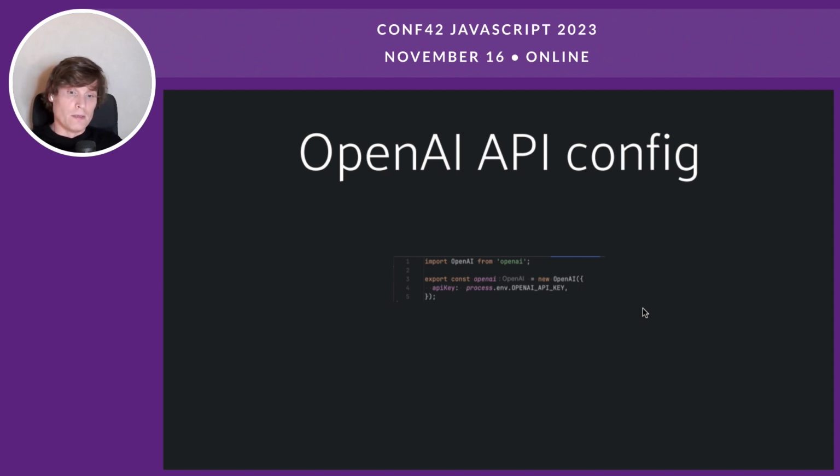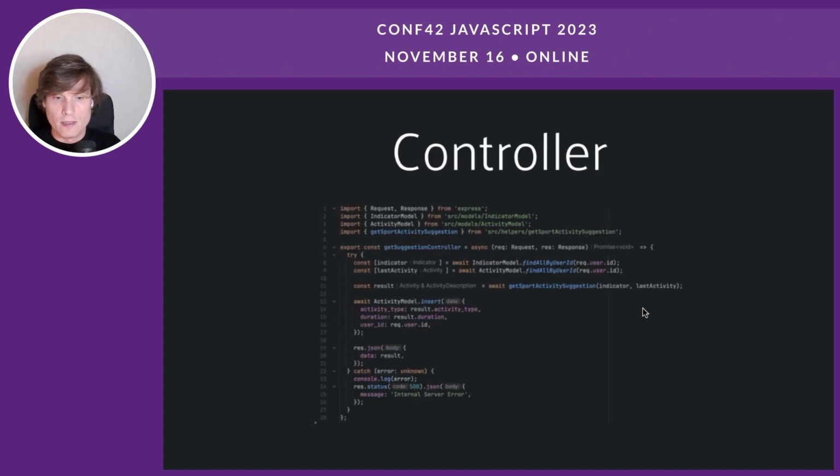And now we have to start configuring our OpenAI in Node.js, and everything is super simple. We just have to provide the OpenAI API key to the OpenAI class, and we are able to reuse this OpenAI instance. And in the controller, as you can see, literally all the magic happens right over here.